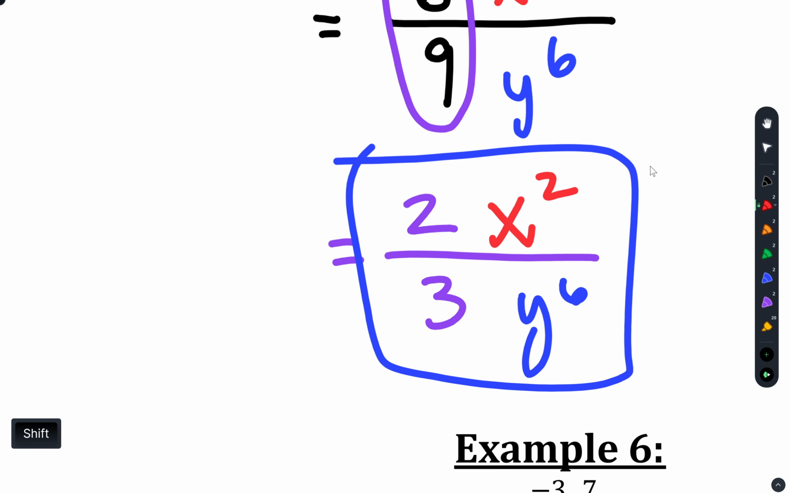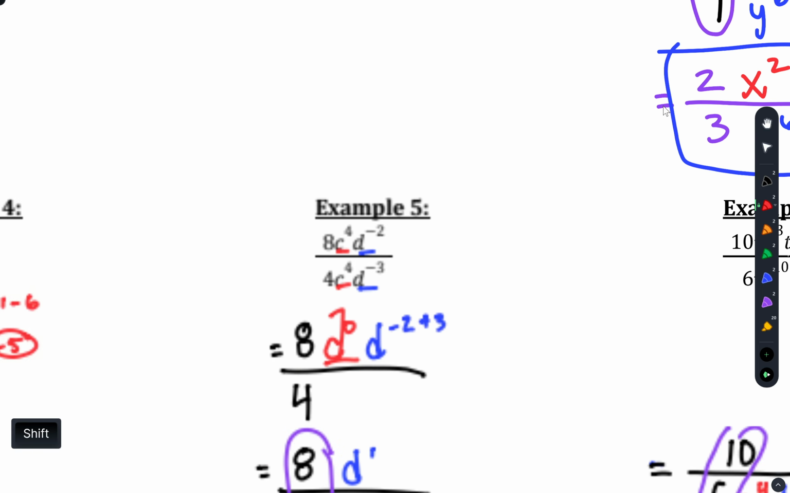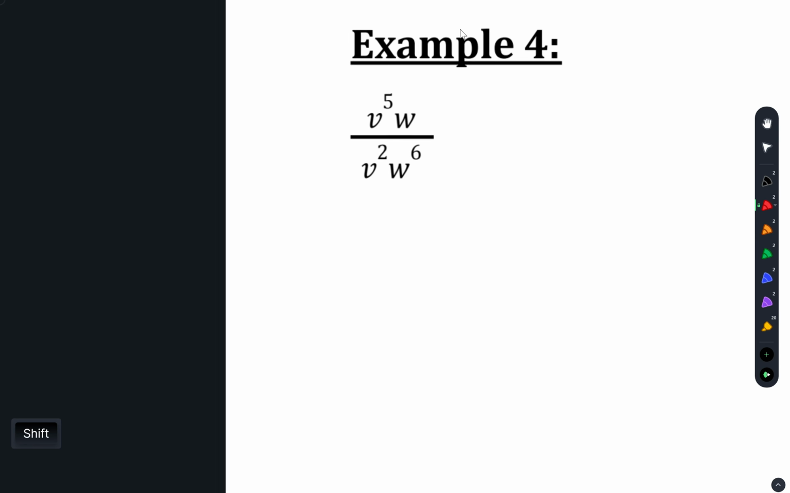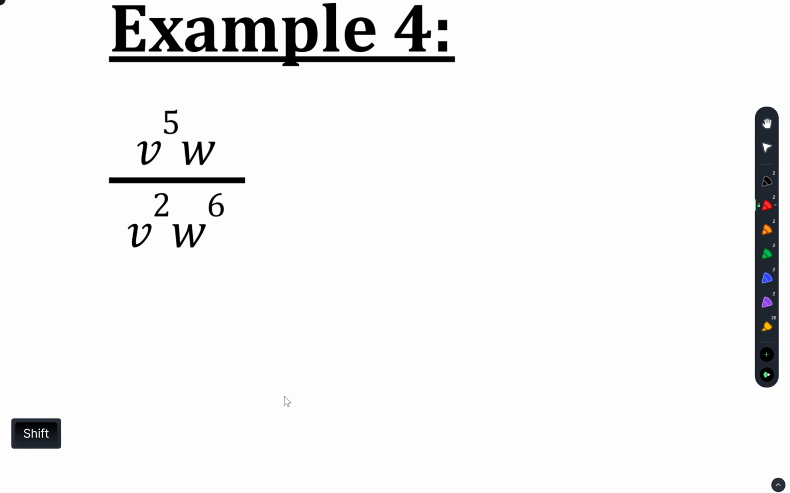Does everybody see that trick? If I take a look at example 4, where are the v's going to end up in my final answer? In the top. Where are the w's going to end up in my final answer? In the bottom. That's a good way we can check. So let's do that subtraction.